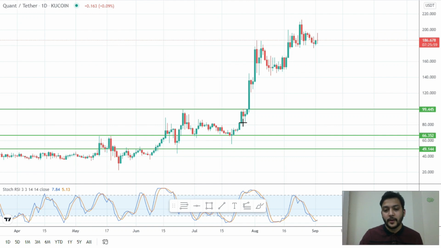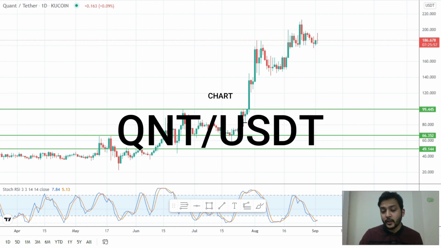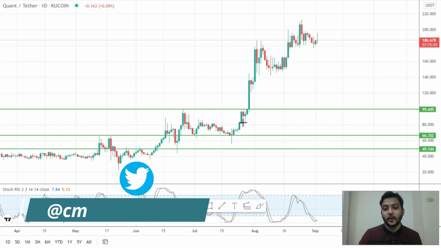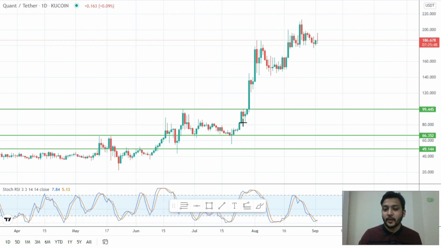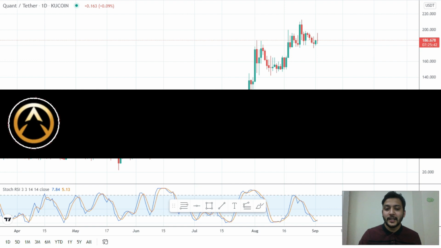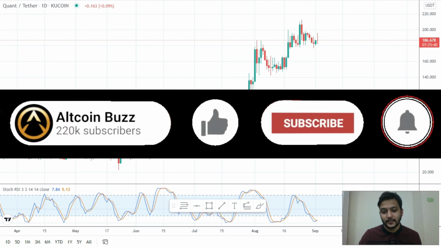Today we are going to talk about Quant Network. Quant Network is one of the first operating systems built for blockchains in order to achieve universal interoperability. One of the primary products of Quant Network is Overledger, which is nothing but an API gateway which connects permissionless as well as the permissioned blockchains.